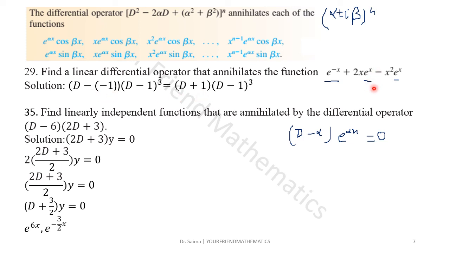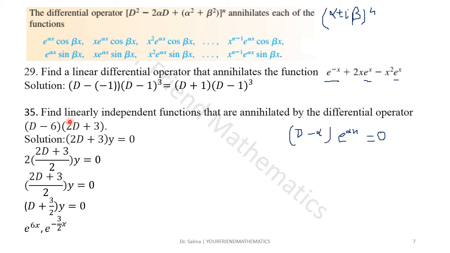And for e raised to power x, here alpha is 1, so we can write D minus 1. But here we get x e raised to power x and x squared e raised to power x. This means that D minus 1 has multiplicity 3. It has power 3. So (D plus 1)(D minus 1) cube annihilates this function. You can also check whether it annihilates or not by simplifying the cube, taking the product and then applying it on this function, and you will get 0.